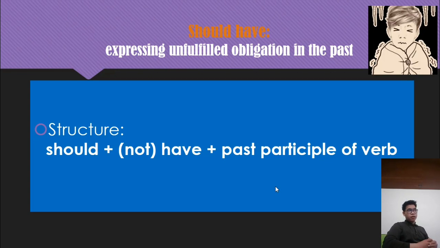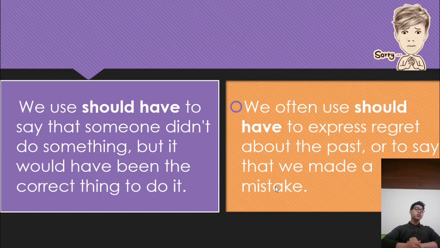For example, verb 3 of buy is bought. Go, went, gone: gone is verb 3. Take, took, taken: taken is verb 3. We use should have to say that someone didn't do something, but it would have been the right thing to do, or it's better to do it.